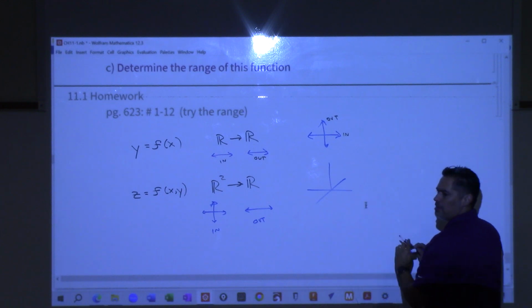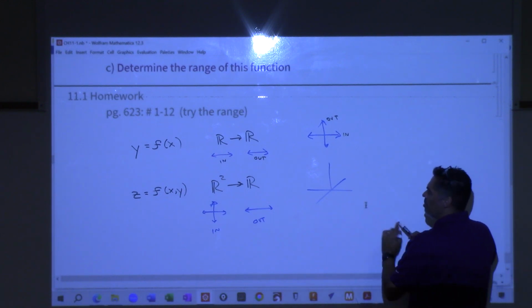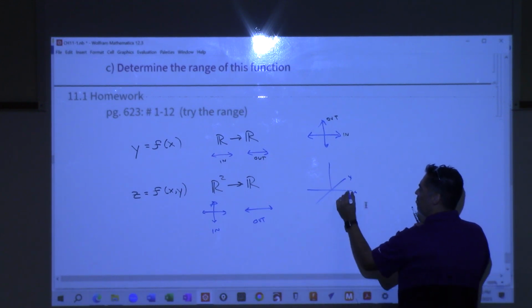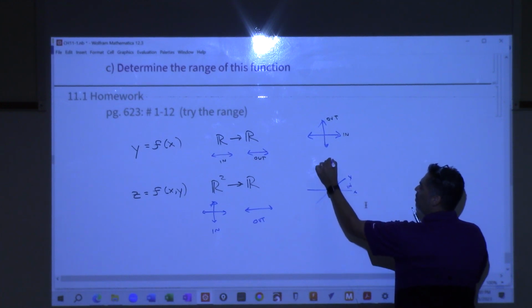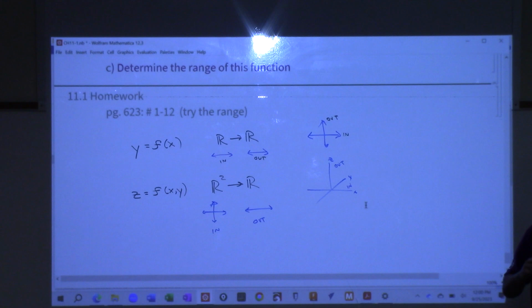Draw them like this. Where your ground is your input, right? This is your x, your y. That's your input on the ground. And then your output is your z. That's your out, right? Those 3 axes together, right?